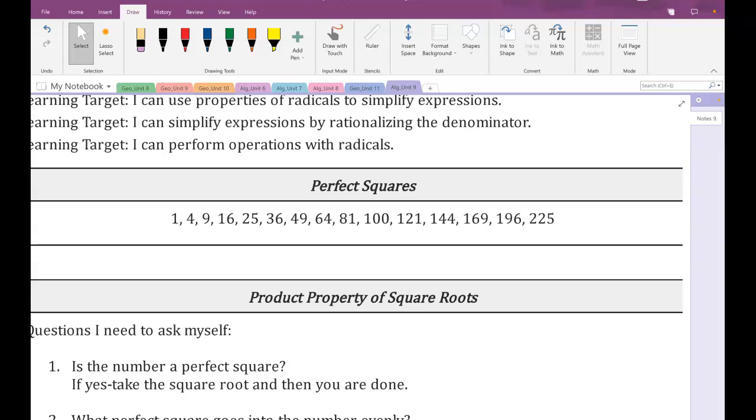So like 1 is 1 times 1, 4 is 2 times 2, 9 is 3 times 3, 16 is 4 times 4, 25 is 5 times 5, and so on. The list goes all the way up to 15. We're going to be seeing which one of those perfect squares divides our square root evenly.